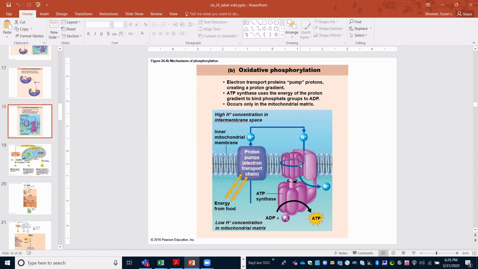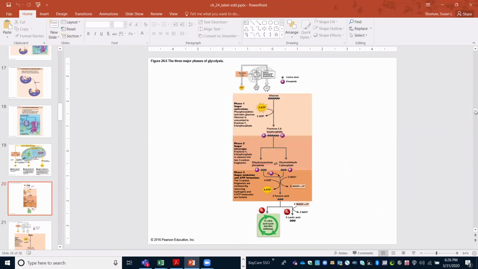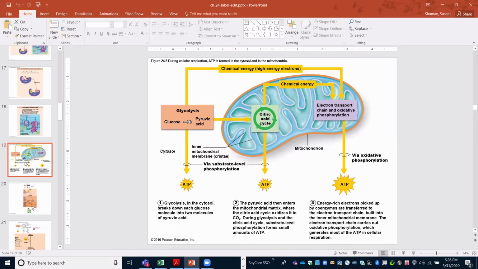Okay. So anyway, oxidative phosphorylation requires the mitochondria, and it requires the electron transport chain. All right. In your books on page 937 is kind of this summary page. What I want you to notice is color themes.